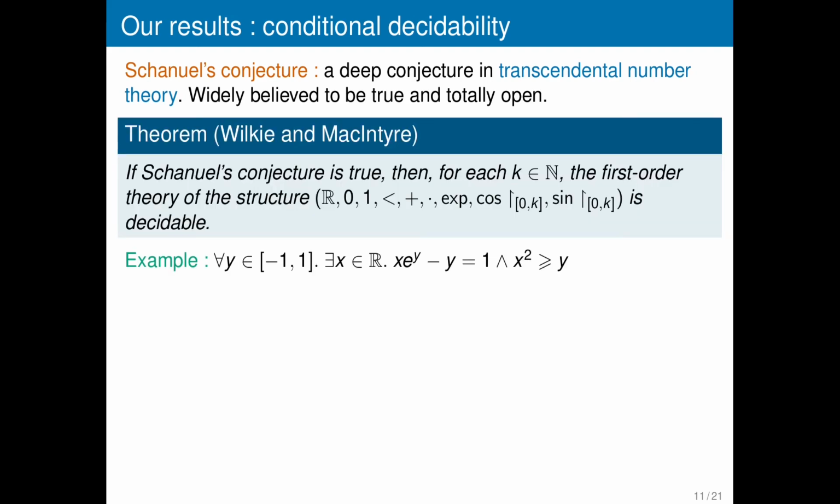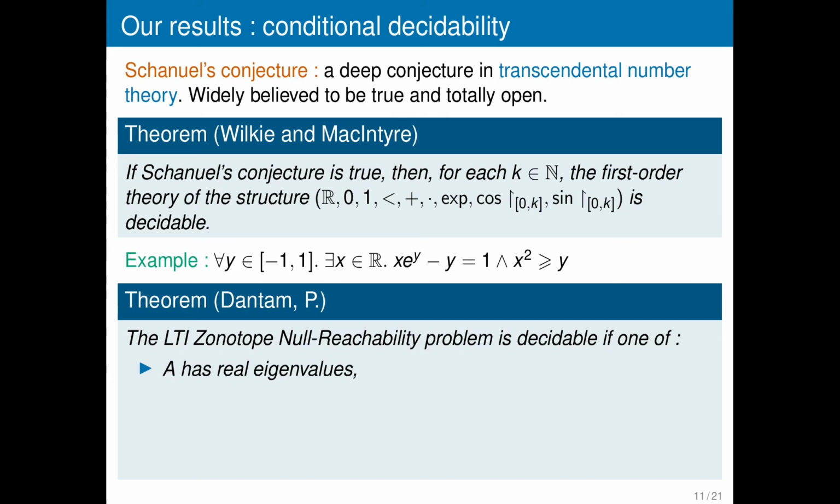By a famous result of Wilkie and Macintyre, we know that if Schanuel's conjecture is true, then for every k, the first-order theory of the reals, together with the exponential function and the cosine and sine function over a finite interval that depends on k, is decidable. If you do not know the first-order theory of the reals, it simply means that if we're given a sentence using the existential and universal quantifier, real variables, plus multiplication, the order, exponential, and cosine and sine over a bounded interval, we can decide whether such a sentence is true or not.